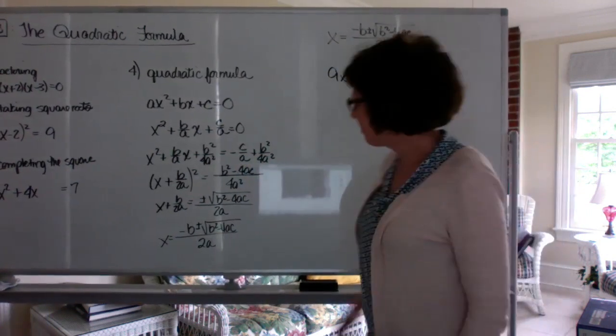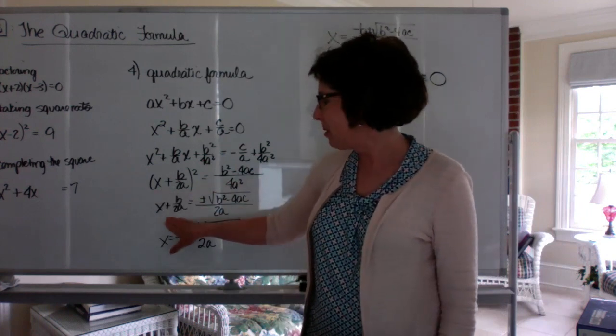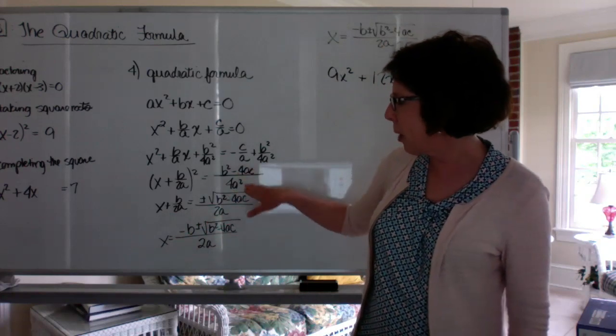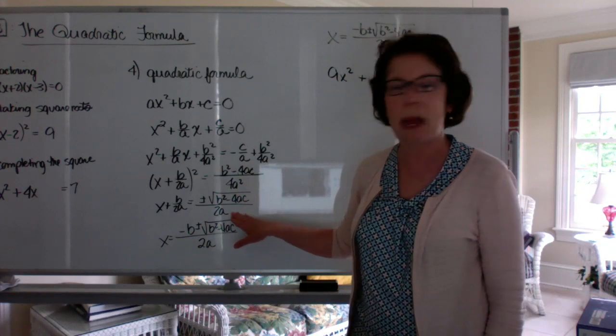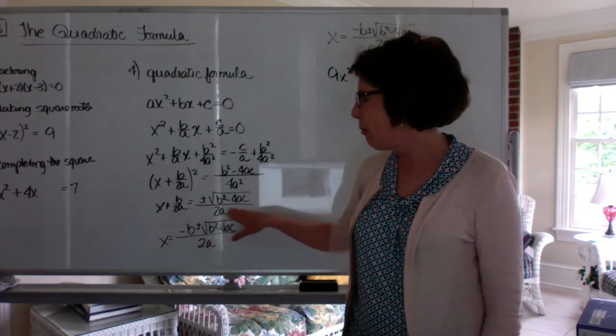Okay. Now, the next thing, I take the square root of both sides, and I get x plus b over 2a. Over here, I get the square root of this numerator. The denominator is a perfect square of 2a, so I just made that a 2a here. Now look at this. I've got a 2a on this side, a 2a over here.